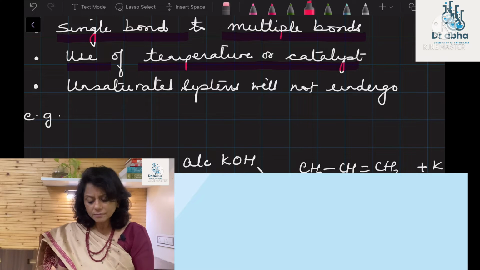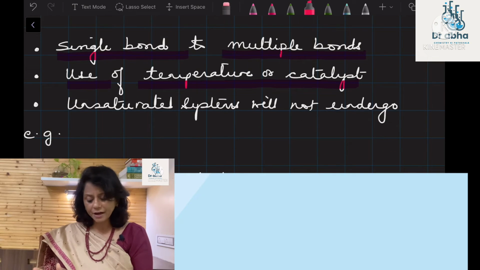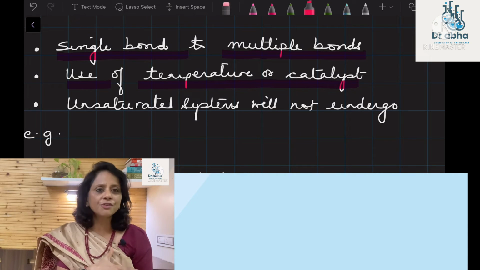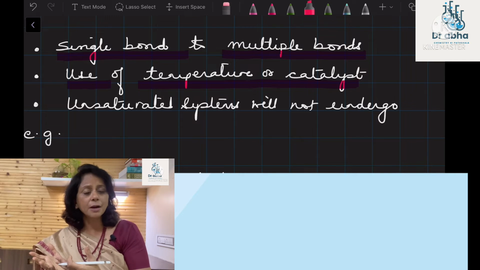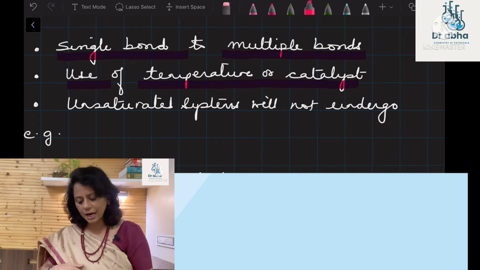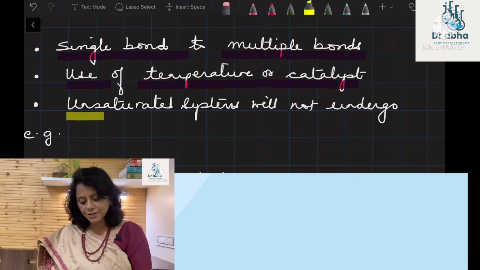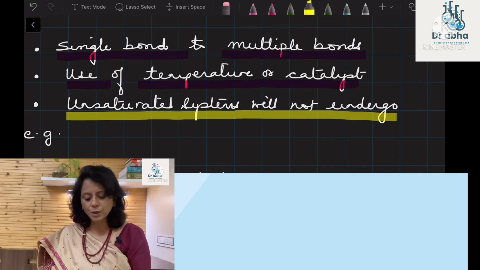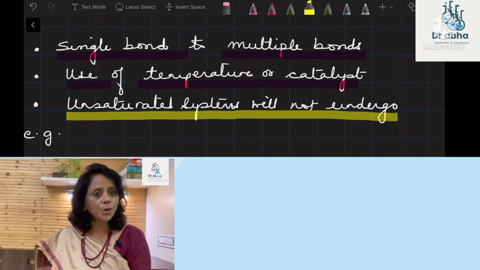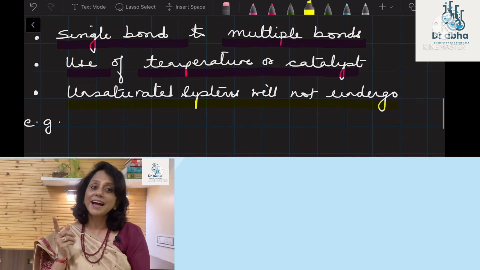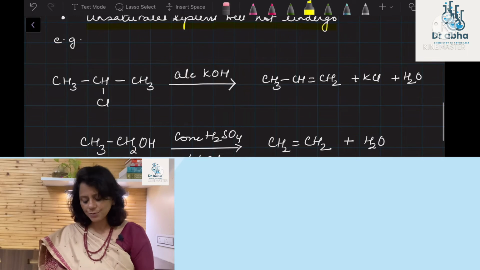So, a very easy way to identify will be, as I said, on the product side, the number of bonds will increase, the unsaturation will increase. We will start with saturated compounds and we'll land up with unsaturated compounds, right? Okay, now this kind of reaction, the unsaturated systems, that is the alkenes, alkynes, will find it very difficult to undergo this reaction. They will not undergo elimination reaction. So let us work out the kind of functional group that will show this kind of reaction. Let's work it out.